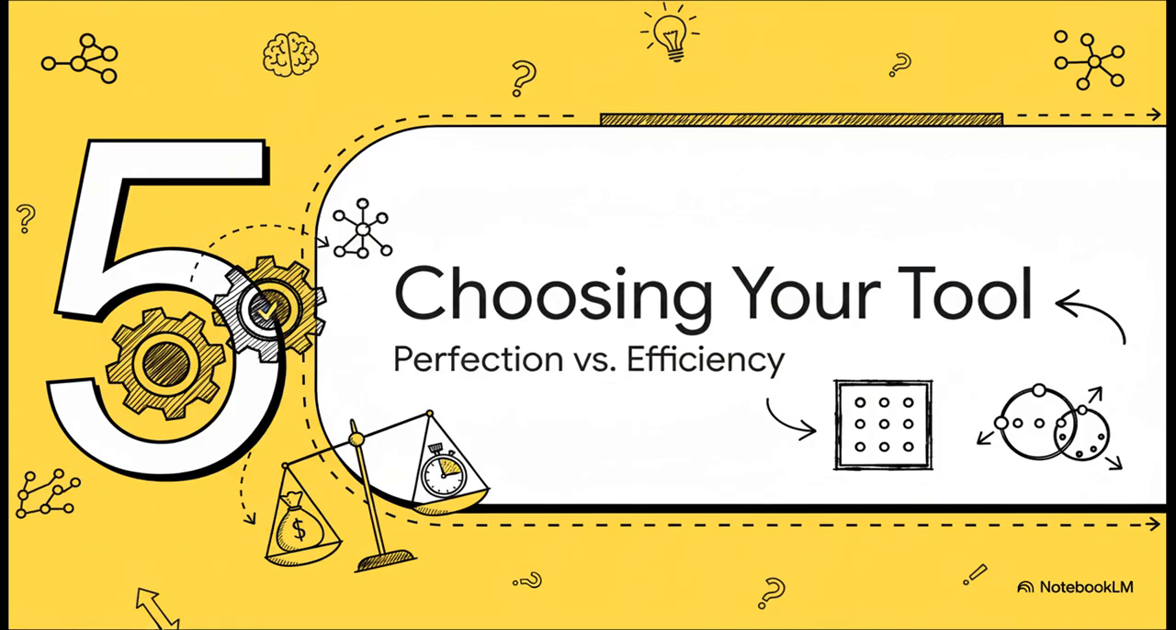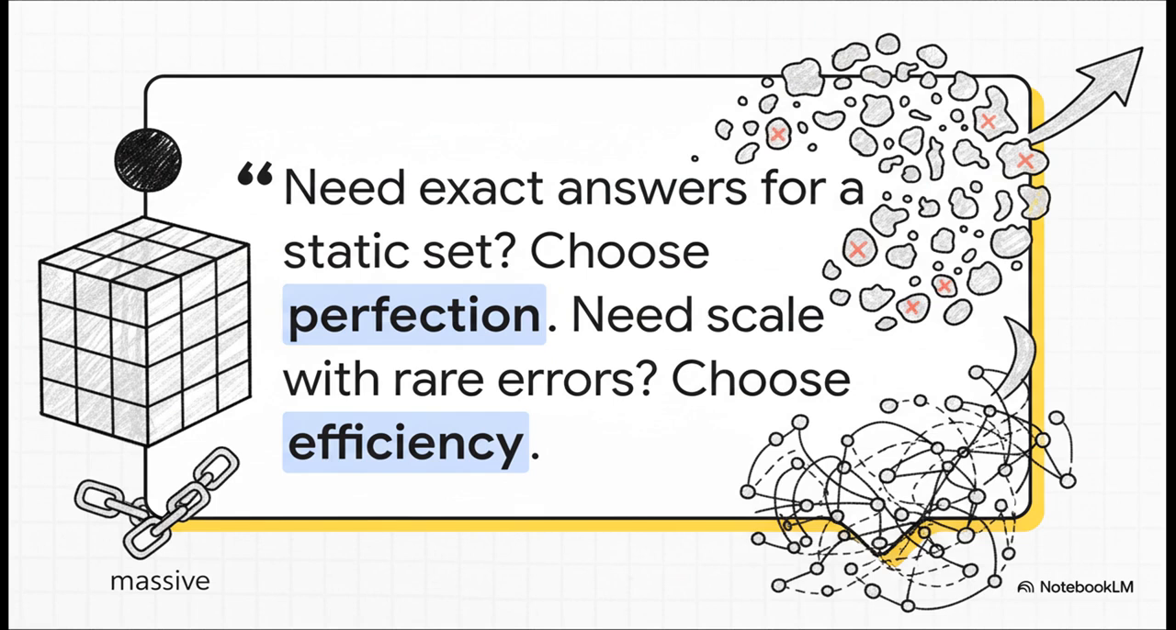So at the end of the day, the decision between these two amazing structures really just comes down to understanding your problem's constraints and figuring out what you're willing to trade. And I think this sums it up perfectly. It's perfection for a static world, or it's efficiency for a massive one. It's just a beautiful example of how different algorithmic solutions are tailored to solve very specific variations of a problem.